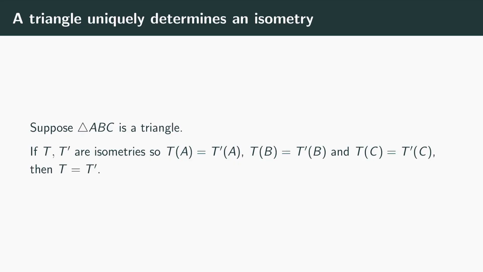So here's a precise statement. Suppose triangle ABC is a triangle, and suppose we have 2 isometries, T and T prime, with the property that the images of the point A are the same, the images of the point B are the same, and the images of the point C are the same. Under this hypothesis, the 2 isometries are actually the same for every other point in the plane.